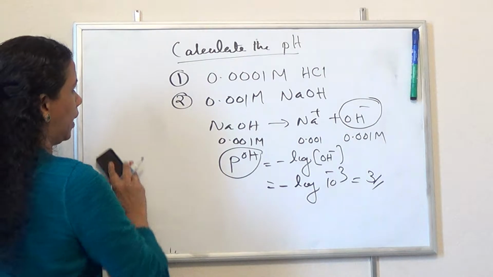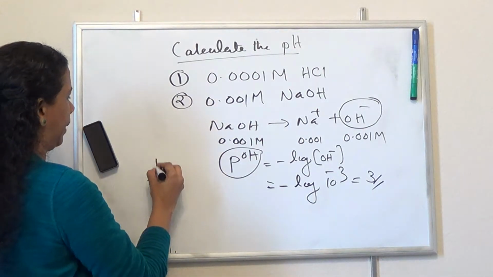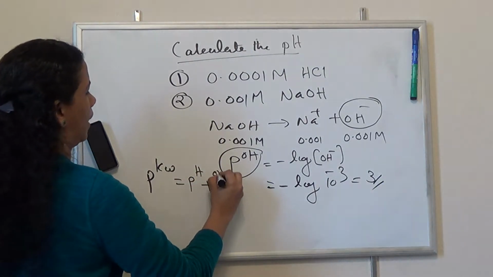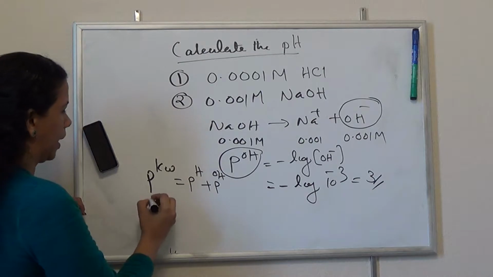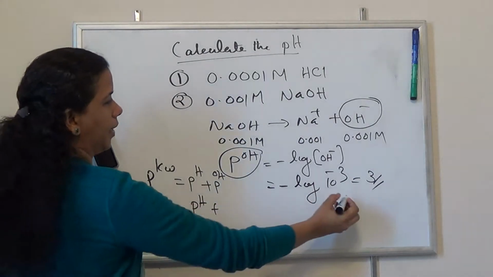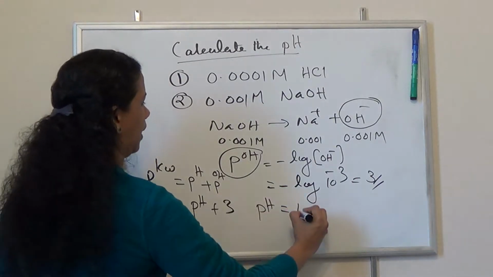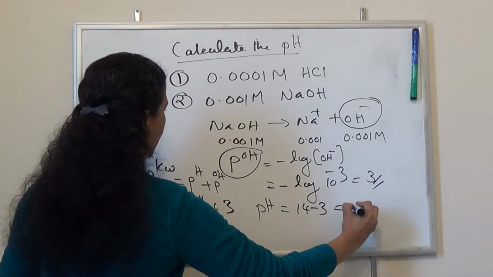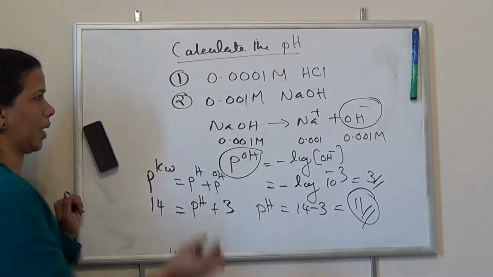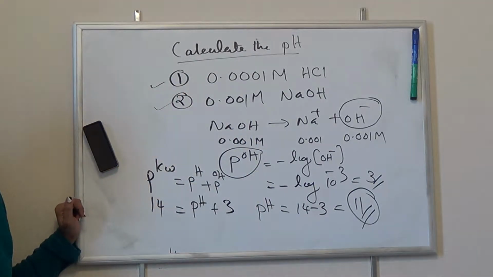Then after that, this equation: pKw is equal to pH plus pOH. We already learned this equation. pKw is 14. pH we don't know. pOH is 3. So pH will be equal to 14 minus 3, that is 11. So it is a base. So we can calculate the pH of acids and bases.